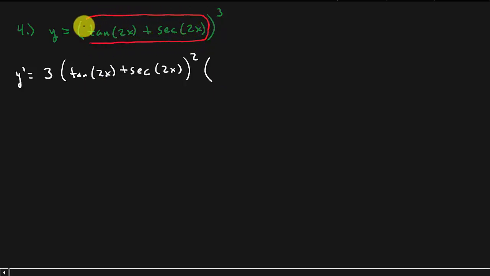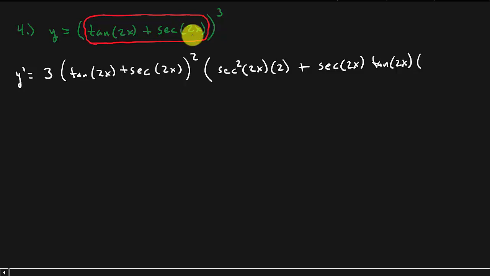So now I got to take the derivative of this. So derivative of tangent is secant squared times the derivative of what you're taking the tangent of. That's derivative of tangent plus the derivative of secant 2x. What's the derivative of secant? Well, that's secant tangent times what? Times what you're taking the secant of. So the derivative of 2x is 2. All right.